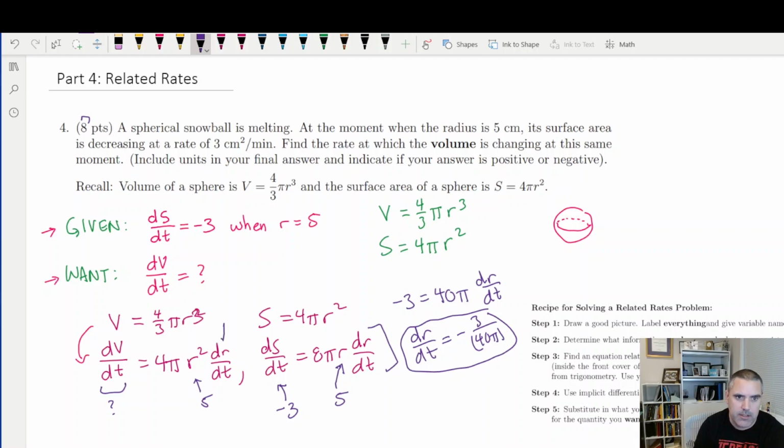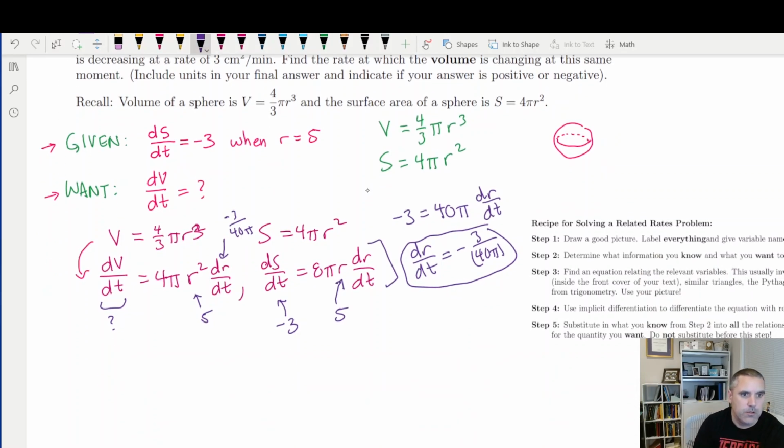We just need to plug that in here. So at this moment, dr/dt is negative 3 over 40 pi. Let's scroll up a little bit. The question is asking me what dV/dt is. It's going to be all this. So it's going to be 5 squared, that's 25. I'm going to do a little bit of arithmetic as I go because 4 times 25 is 100. So it's going to be 100 pi times this negative 3 over 40 pi.